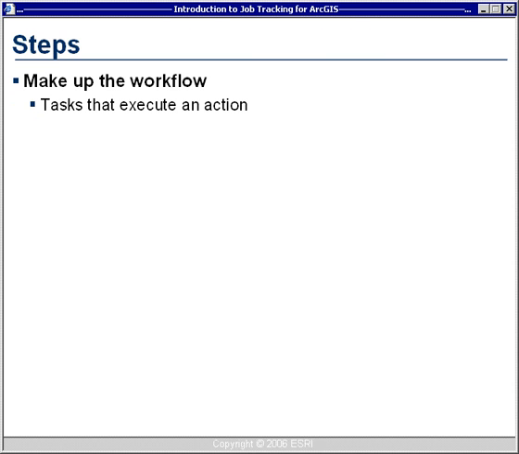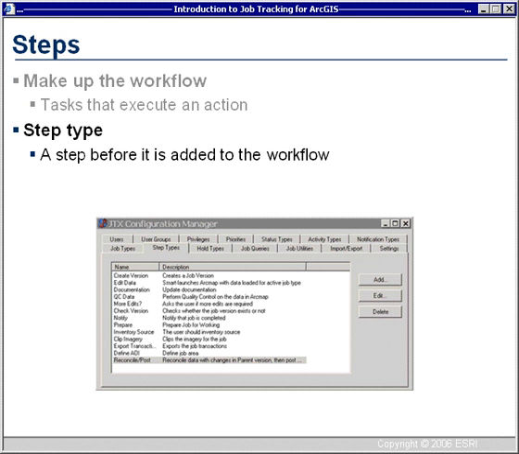Now, before we can talk about creating job types and workflows, we need to talk about steps. Steps are important because they make up the workflow. A step is a task, one that executes some sort of action from either the software or the user. Before a step is included in the workflow, it is called a step type. There are several step types that come with JTX that you can use to build your workflow. You can also create your own step types if what you need to do is not readily available.